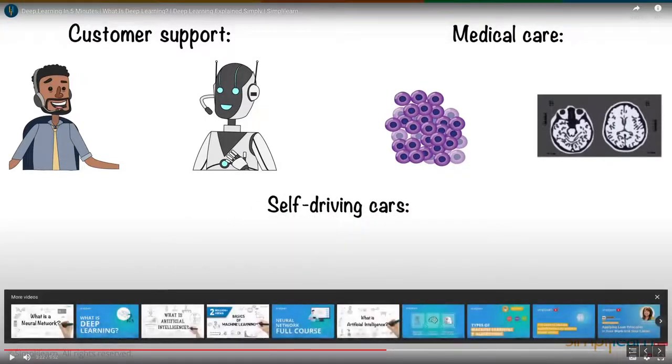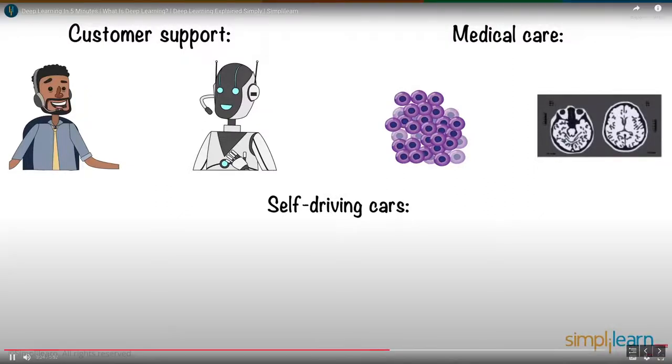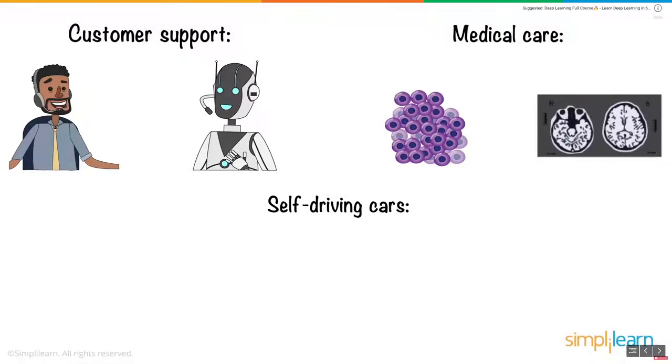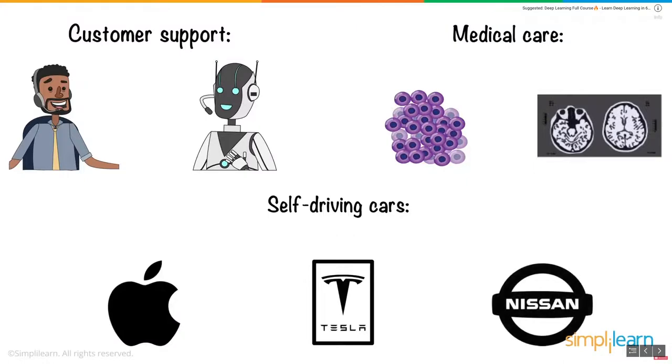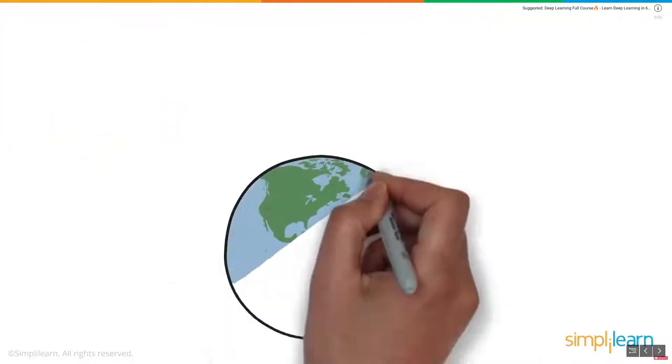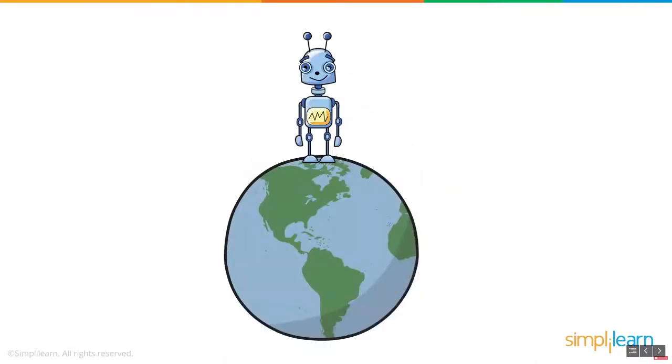Self-driving cars. What seemed like science fiction is now a reality. Apple, Tesla, and Nissan are only a few of the companies working on self-driving cars. So, deep learning has a vast scope, but it too faces some limitations.